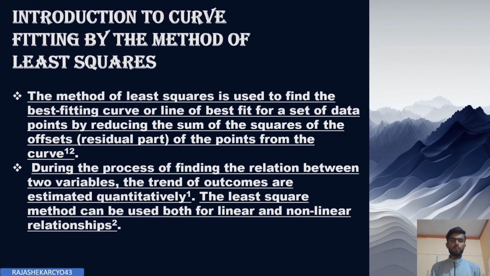Introduction to curve fitting by the method of least squares. The method of least squares is used to find the best fitting curve or line of best fit for a set of data points by reducing the sum of the squares of the offsets, the residual part of the points, from the curve. During the process of finding the relation between two variables, the trend of outcomes is estimated quantitatively. The least square method can be used both for linear and nonlinear relationships.